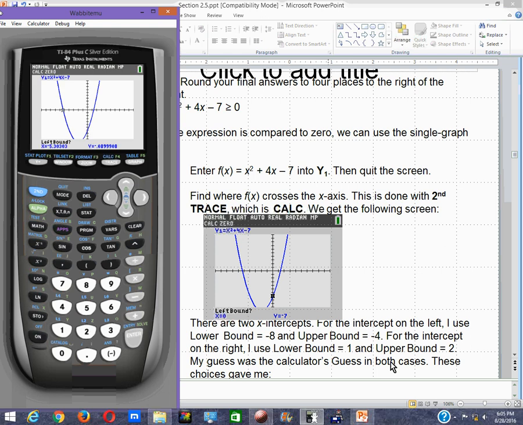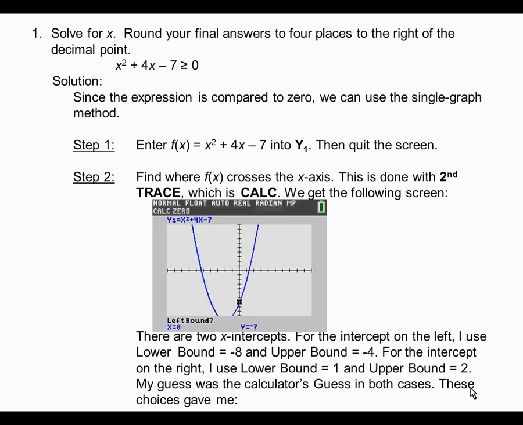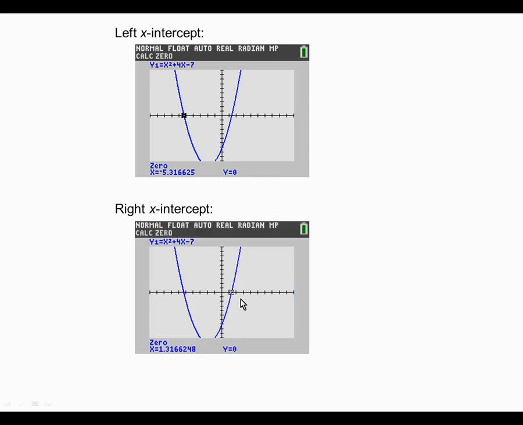Then if I do it again, second calc, again I want to do the zero. My left bound, I said I was going to use 1 and 2, so 1 for the left bound, 2 for the right bound. My guess, I'll use the calculator's guess. So I get 1.3166 to 4 places. Okay? So again, there was my left intercept. And here is my right x-intercept. So I had -5.3166, 1.3166.